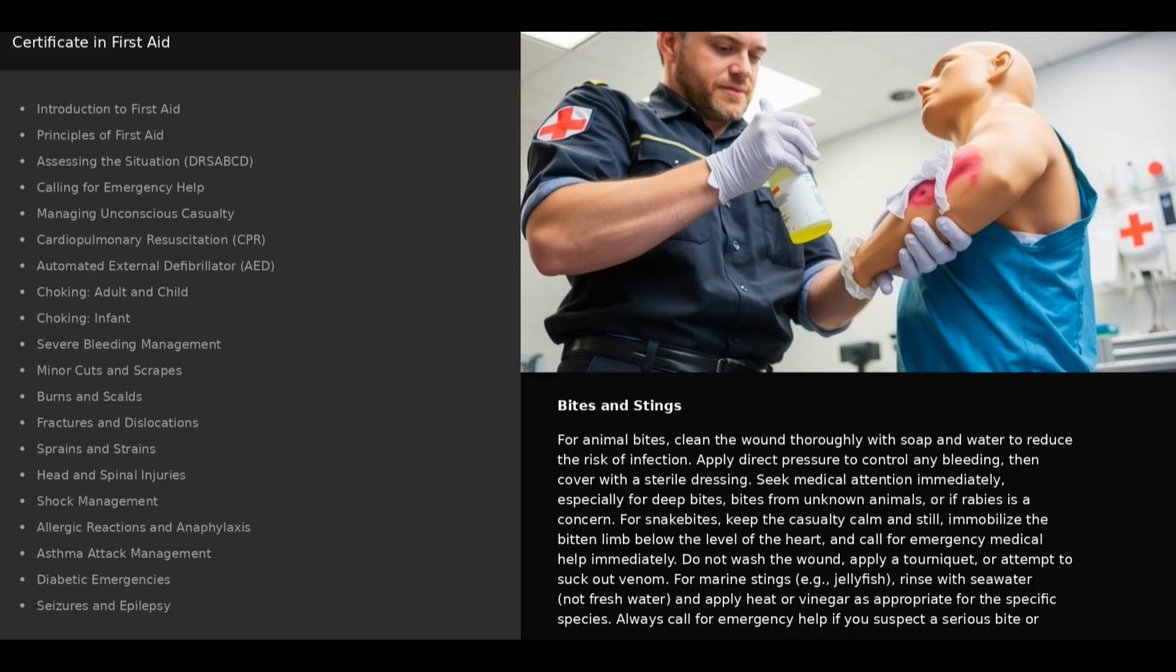For snake bites, keep the casualty calm and still, immobilize the bitten limb below the level of the heart, and call for emergency medical help immediately. Do not wash the wound. Do not apply a tourniquet or attempt to suck out venom. For marine stings, for example jellyfish, rinse with seawater, not fresh water, and apply heat or vinegar as appropriate for the specific species. Always call for emergency help if you suspect a serious bite or sting, or if the casualty shows signs of an allergic reaction or shock.